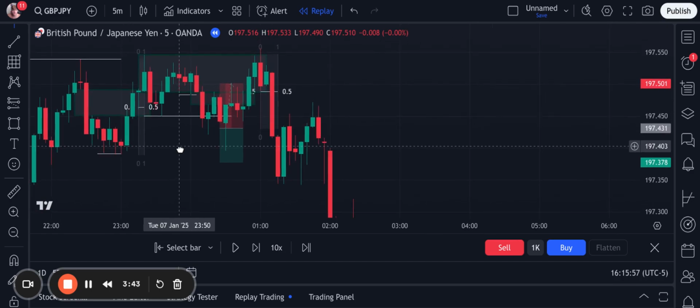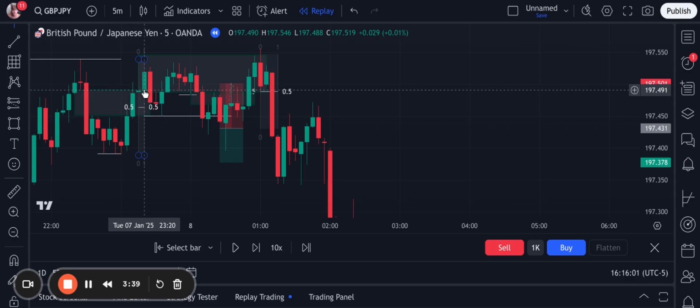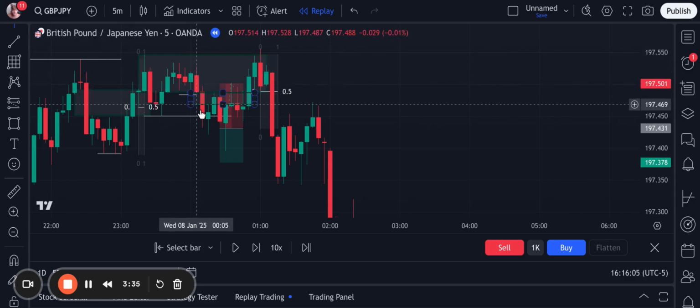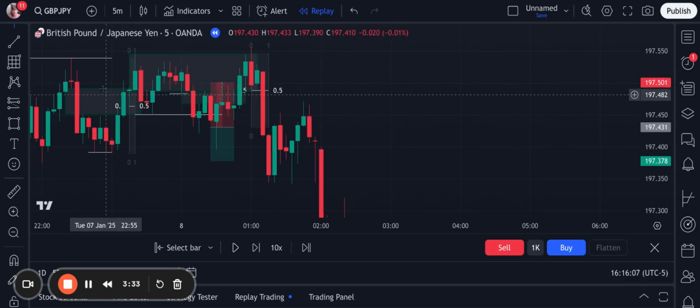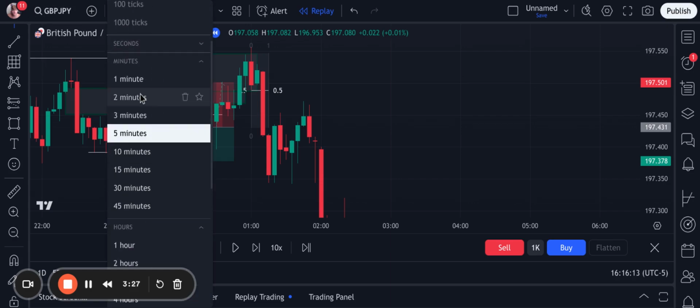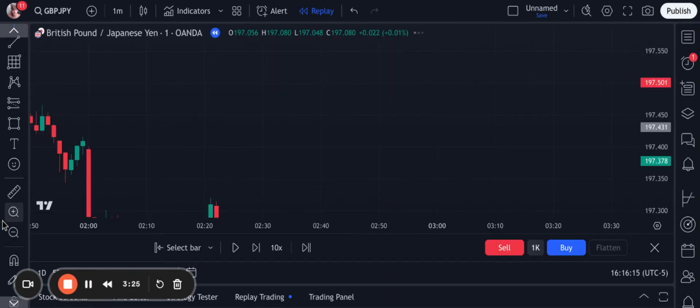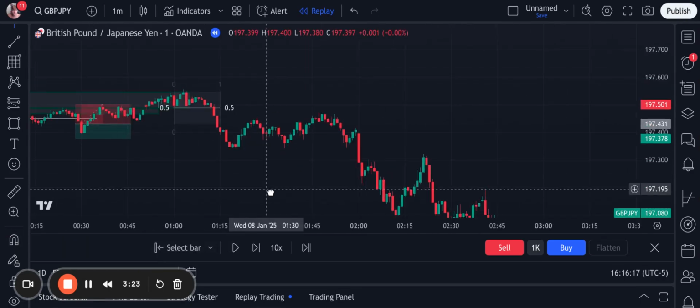Then I created this box here, which represents the order block, which is the move up that was causing this move down. Okay. I then waited. Also, there was a fair value gap here. I then waited for price to enter into the order block.